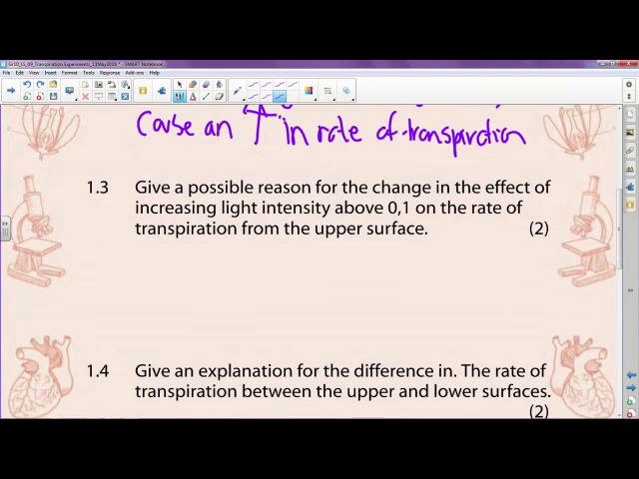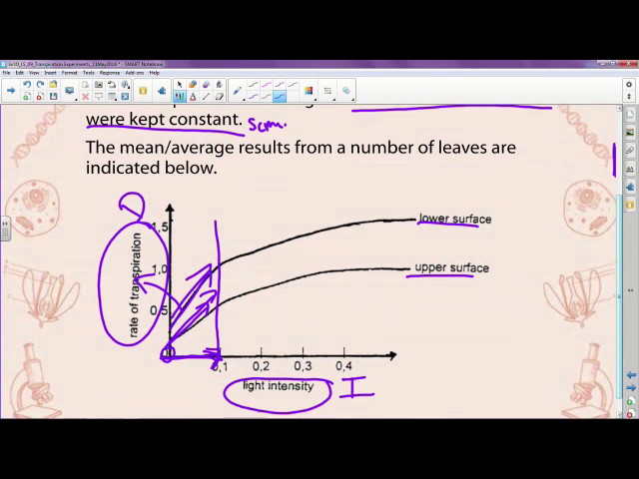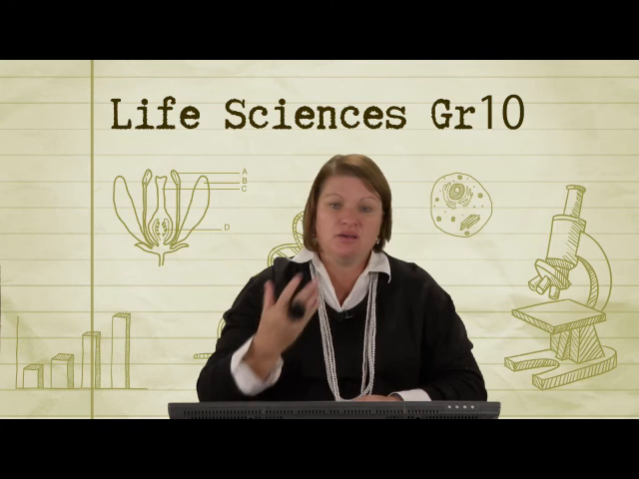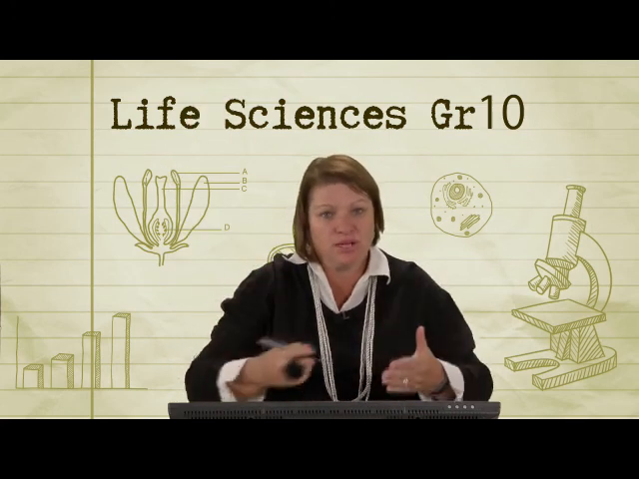Give a possible reason, possible means probable, it must make sense, for the change in the effect of increasing light intensity above 0.1 on the rate of transpiration from the upper surface. Let's go back here. First of all, we have to look at the upper surface. You should have noticed that the upper surface starts to level off. No matter how bright the light is, transpiration is only going to happen so quickly. It can't just go up exponentially. It reaches a point where it's going to stabilize.